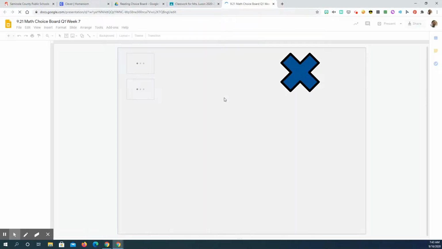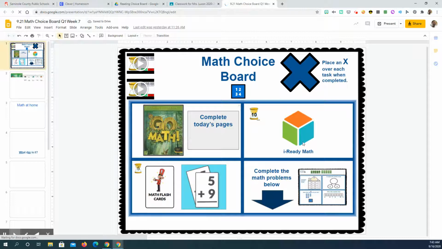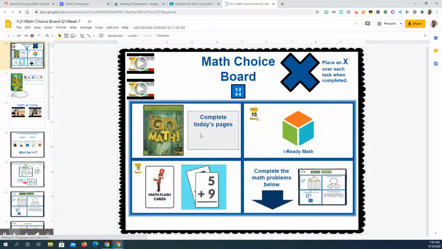And so if we take a look at what they do with the math choice board, this is what shows up for them. And so they know what needs to be completed. They have to complete today's pages for Go Math. They have to do 10 minutes in iReady. They have to practice flashcards either online or their own flashcards for 5 minutes. Then they have to complete the word problems below.